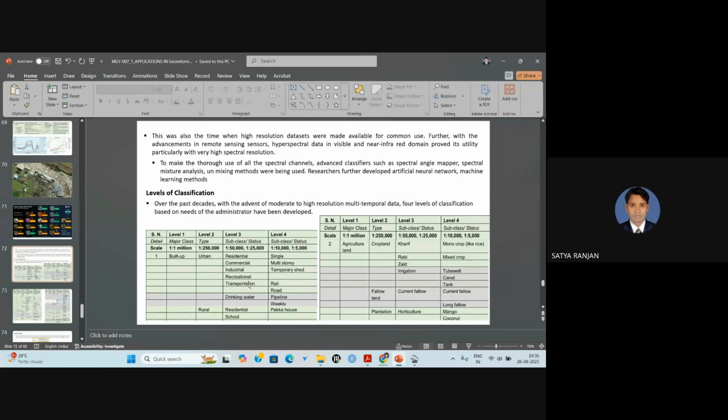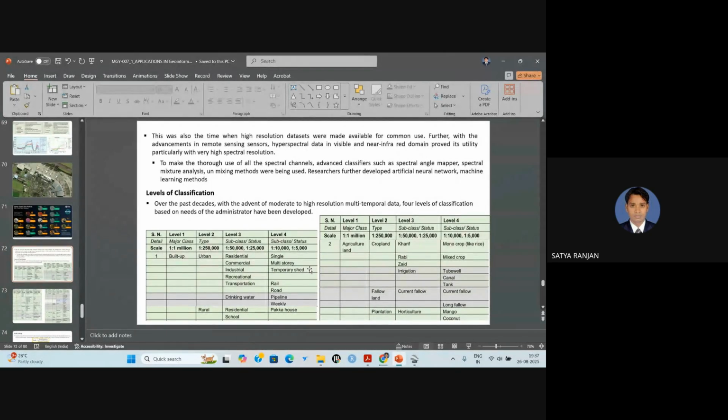So an example I can give you. Suppose at 1 is to 1 million scale, that is built up land, and at 250,000 it can be distinguished between built up land, rural areas and urban areas. So at 250,000 scale, it is the urban areas. Then in the level 3 classification, that is 1 is to 50,000 or 25,000, whether it's urban areas, residential, commercial, industrial, recreational.